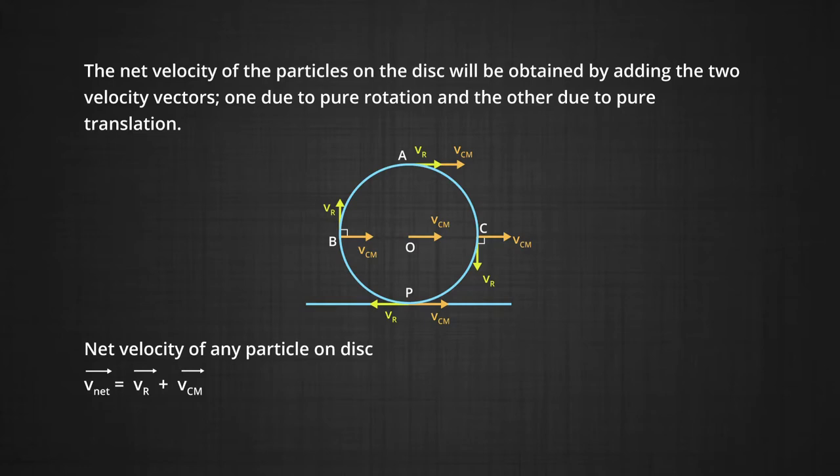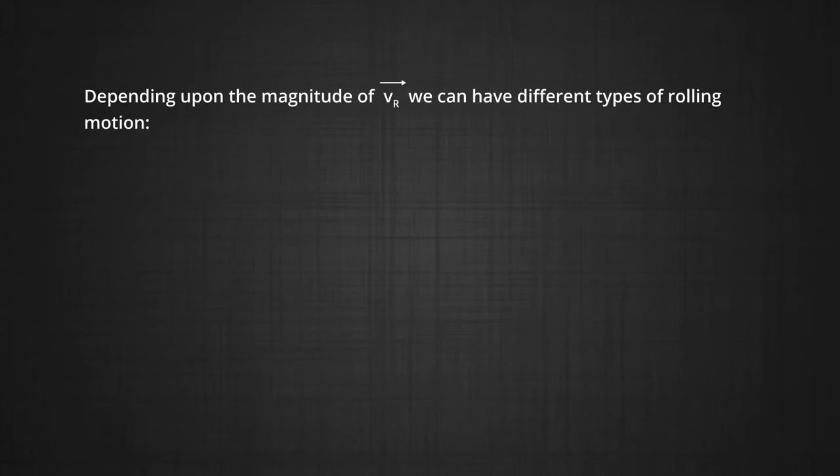One can observe in the figure that the bottommost point P, which is also the point of contact, has velocity Vcm because of translation in the forward direction, but the velocity Vr, due to the rotational motion, is in the backward direction. The two velocities at points B and C are perpendicular to each other, and at point A, the topmost point, the velocities are along the same direction. Depending upon the magnitude of Vr, the rotational motion velocity, we can have different types of rolling motion.